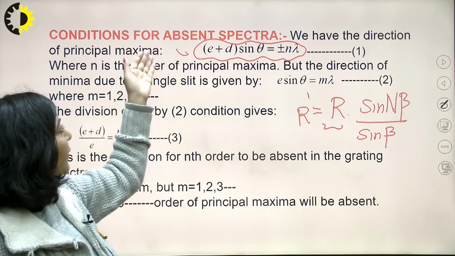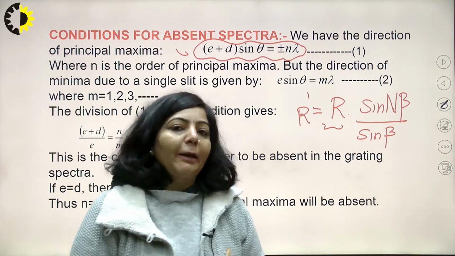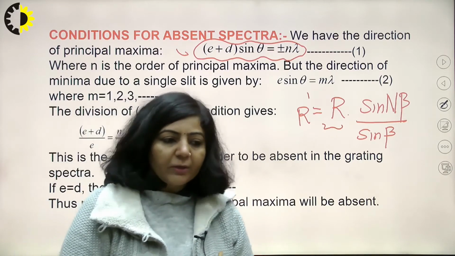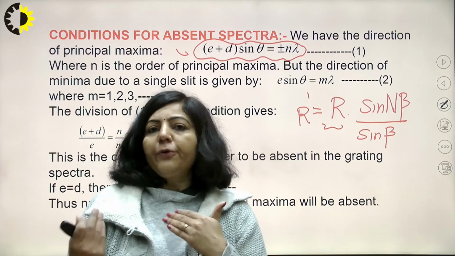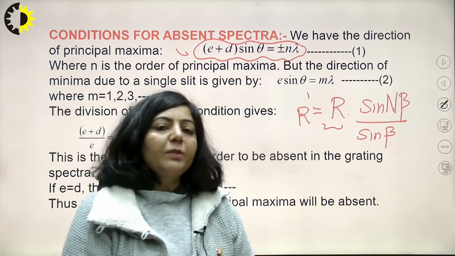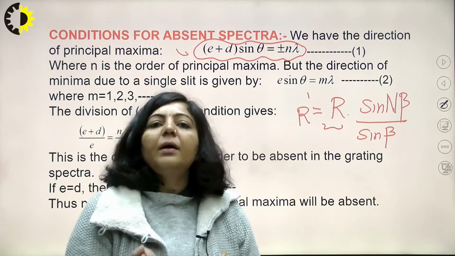Now, in order to find this absent spectra or missing spectra, the meaning of absent spectra or missing spectra is that in a diffraction grating you will see different orders of maxima. You will see your first order maxima, second order, third order, fourth order.